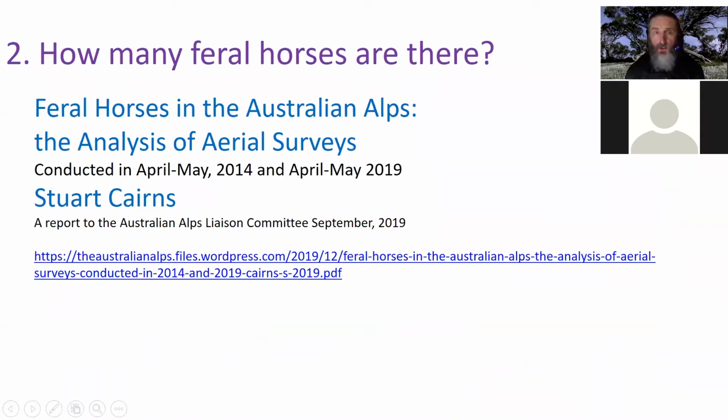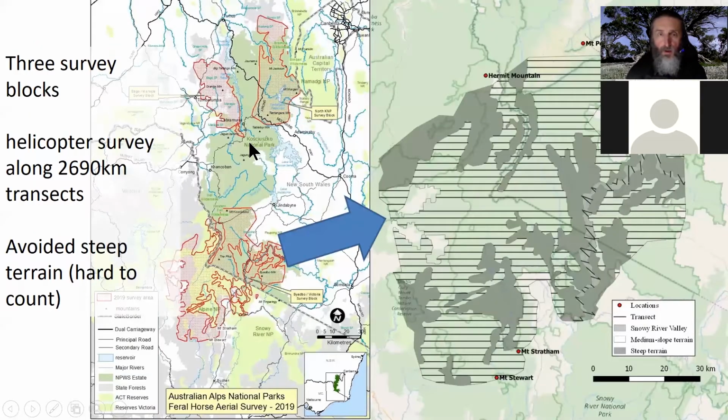Okay, coming to question 2, how many feral horses are there? Well, we can rely on the surveys of Stuart Cairns, and I'm going to walk you through some of the methods that he used to count the number of horses. So they used 3 survey blocks. These are the areas with feral horses in Kosciuszko in the north and across the border in the south.